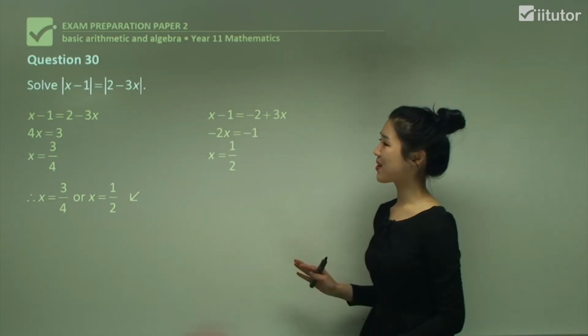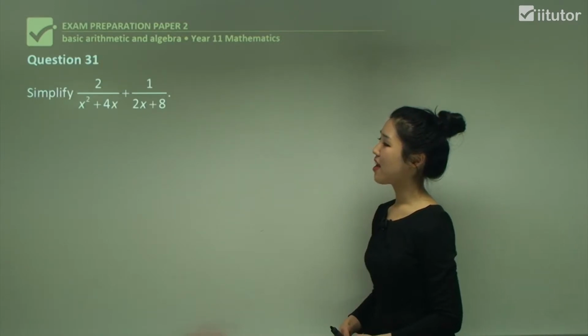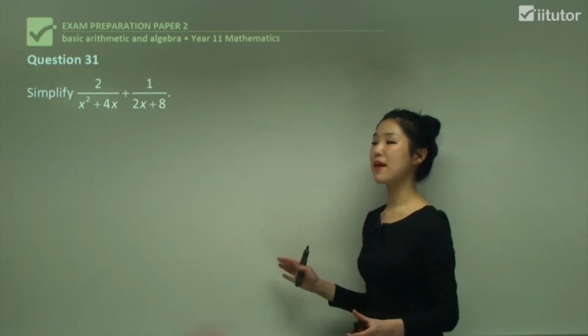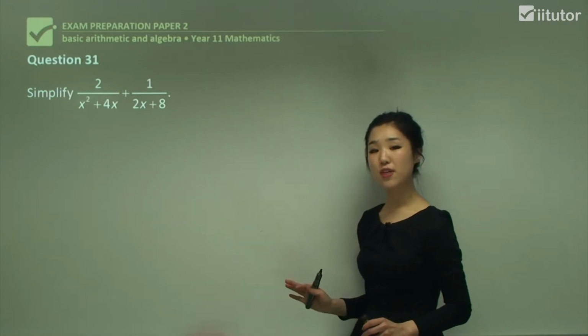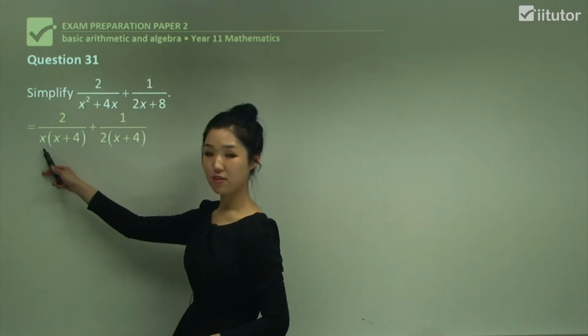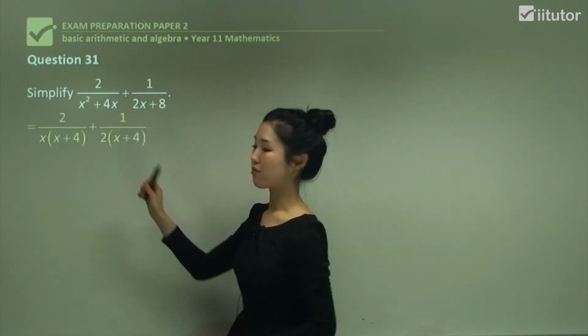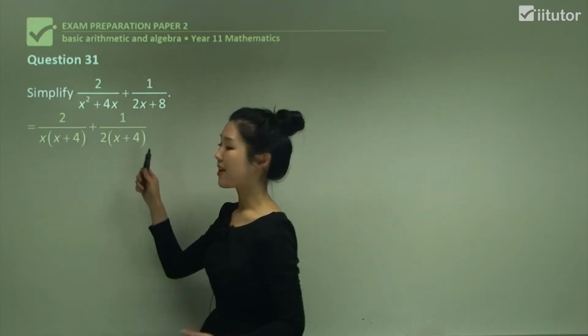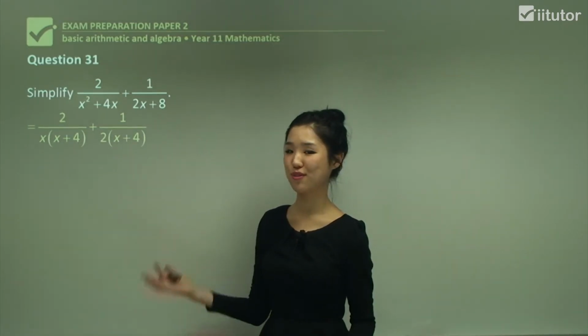So that was question 30. Question 31. We want to simplify these fractions, so basically I want to make it into a single fraction. To do that, I want you to factorize the denominators. So here the common factor is x, here the common factor is 2. And you can see after I've done that, x plus 4 is common for both, which is good.